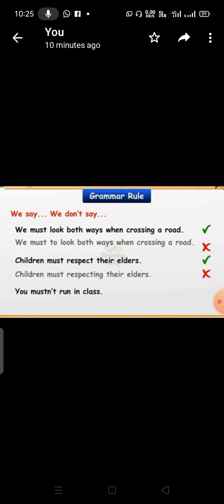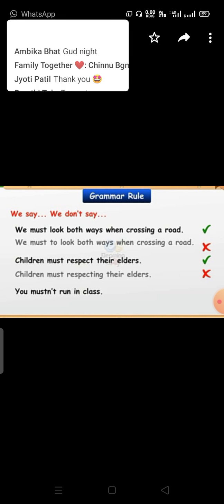Okay. See here. We are not using to in must not. Okay. We must look both ways when crossing a road. It's a correct sentence. If we use this type, we must to look both ways when crossing a road, it's wrong. We are not using to after must or must not. Children must respect their elders. Correct sentence. Children must respect their elders.